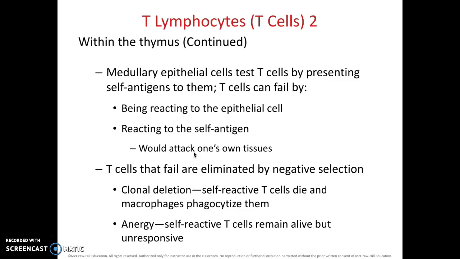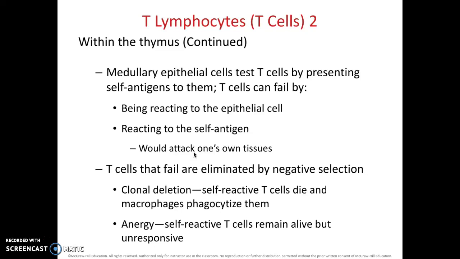Medullary epithelial cells, in the medulla of the thymus, will test the T cells by presenting self-antigens to them. And this is what's called positive selection. T cells can fail by either reacting to that epithelial cell or reacting to the self-antigen. That would mean that they would attack their own tissues, and that's not really very good. So cells that aren't positively selected for fail, and they're eliminated by negative selection.